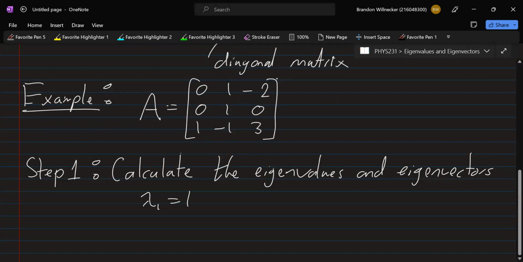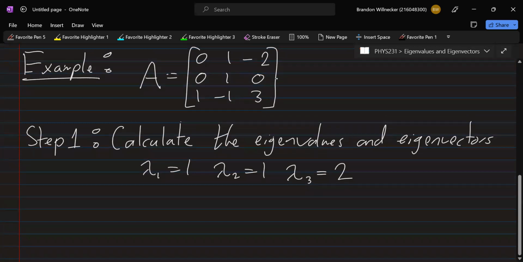Lambda 1 is 1. Lambda 2 is also 1. And lambda 3 is 2. Just because we have a cubic doesn't mean we're going to have 3 distinct eigenvalues. We might have copies like this here.